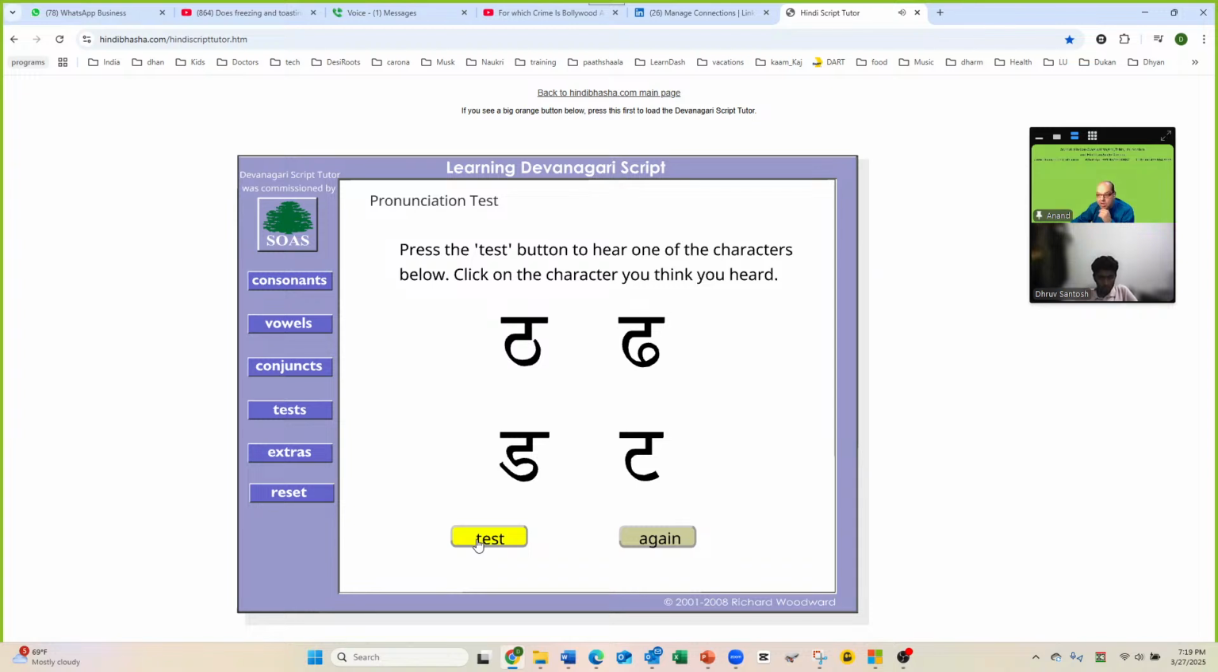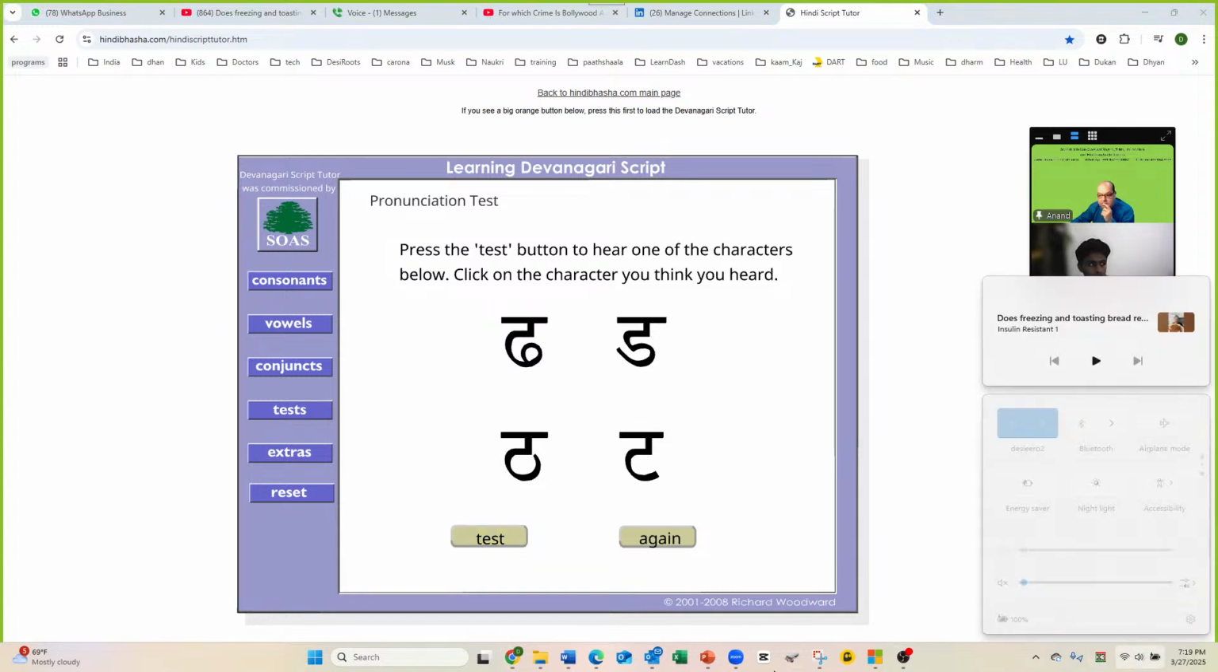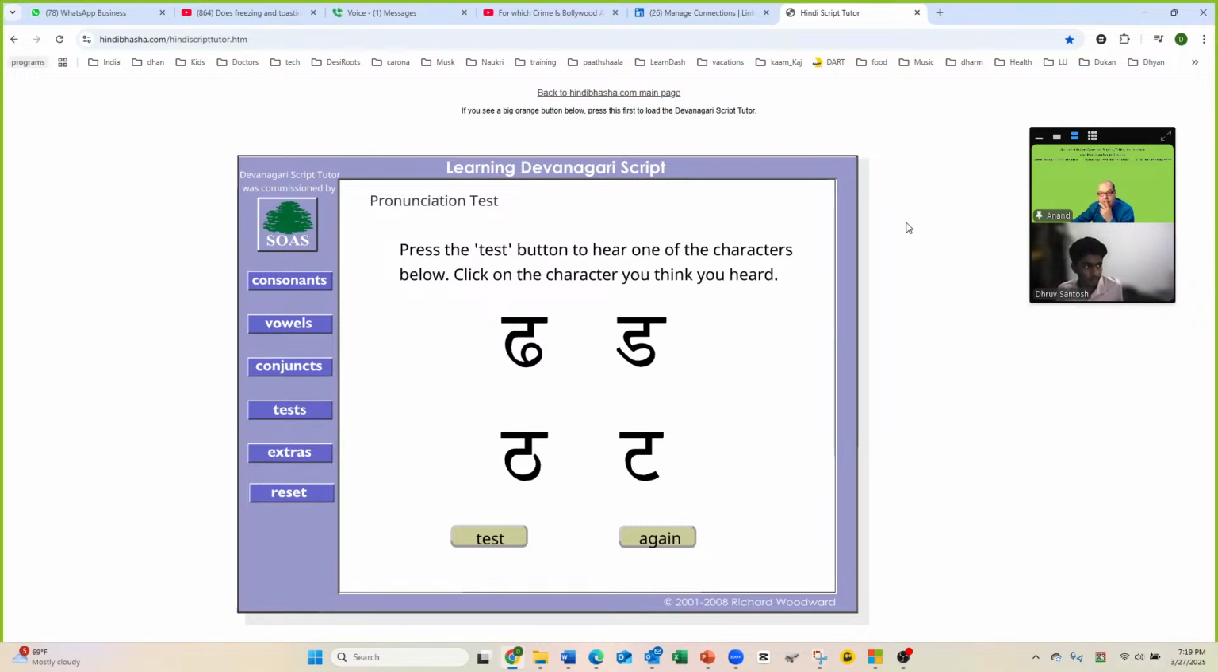Which one? Top, bottom, right, left? Wait, I didn't even hear it. Okay, let's do it again. th, No, I can't hear the sound. Did you share sound? Okay, hold on. Yeah, probably I'm not sharing the sound. Give me a minute.